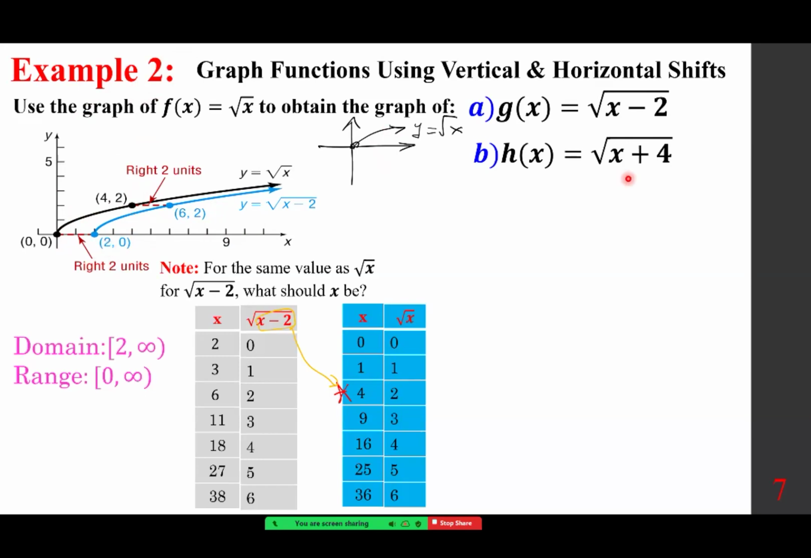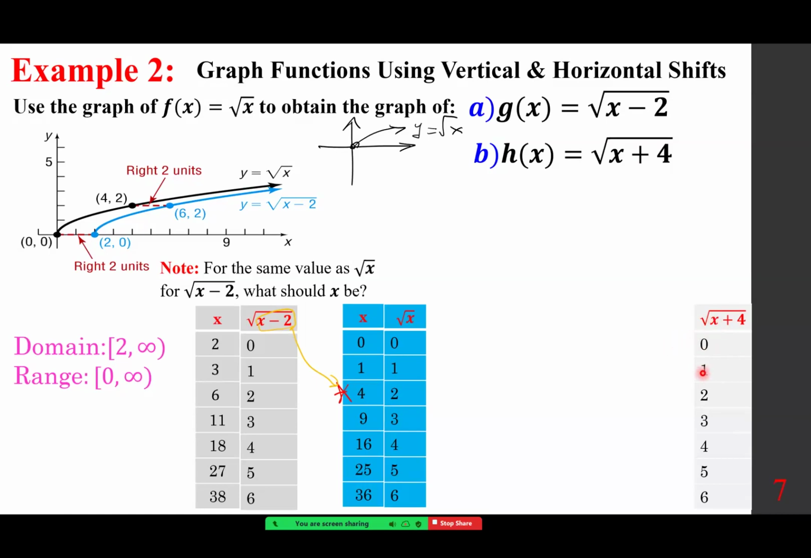Now, to do the same thing for here, let's do the same thing, we want the same as this one, right? And that's what we did. So let's write this column for square root of x plus 4. So how do I get to 0? The square root of what number would be 0? What should I choose for x? Well, in order to make this 0, I have to subtract 4. So if I subtract 4 here, I get minus 4.